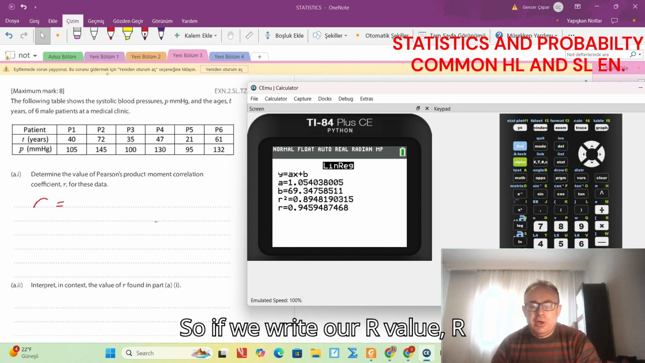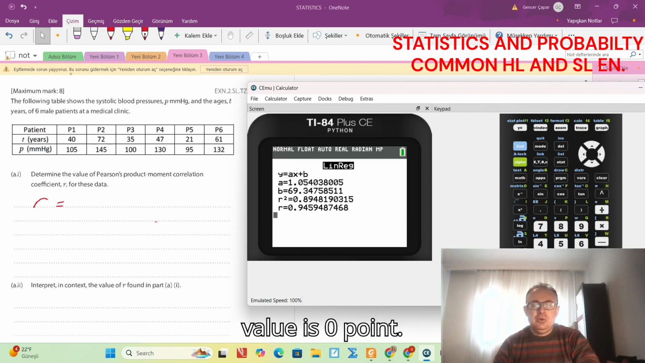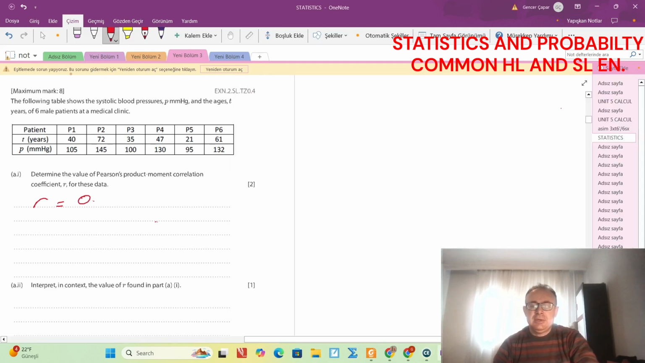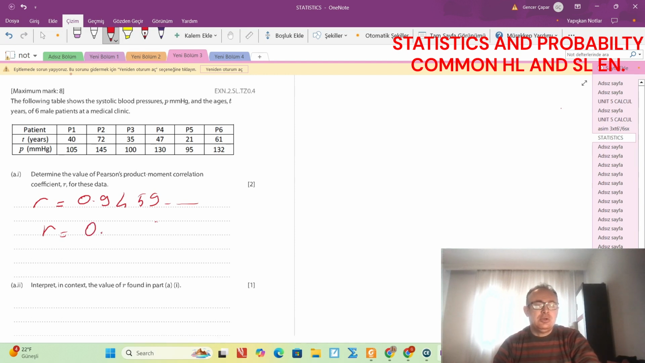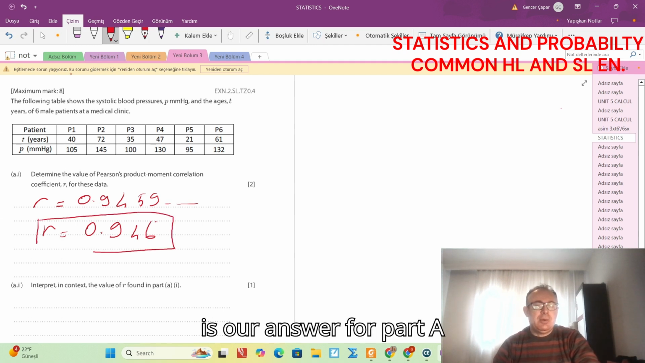So our r value is 0.9459, and regarding three significant figures, 0.946. This is our answer for part A.